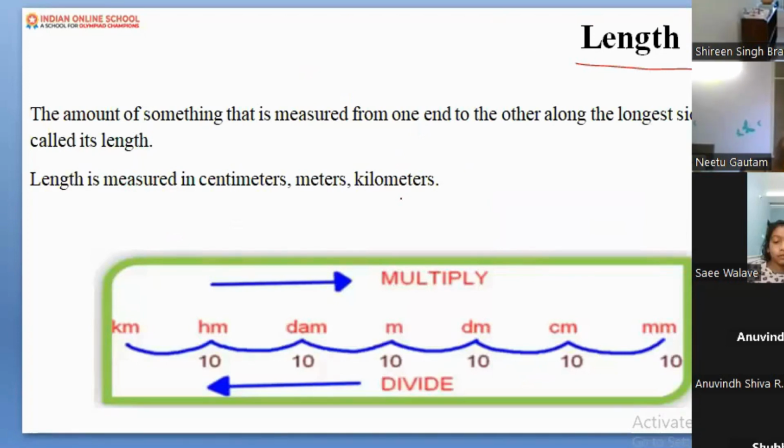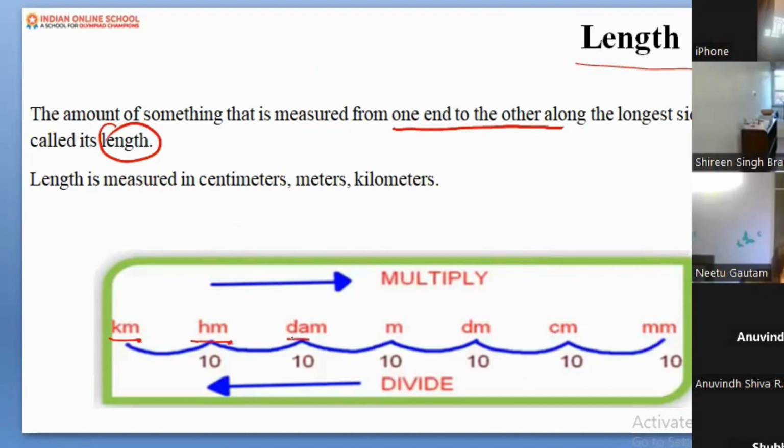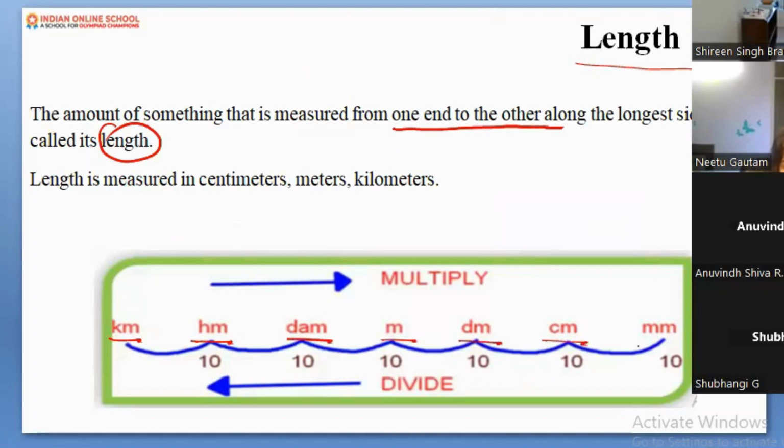Now if we are talking about length, the amount of something that is measured from one end to the other along the longest side is known as the length. For length also, we have multiple units. We have kilometer, hectometer, decameter, meter, decimeter, centimeter, millimeter.